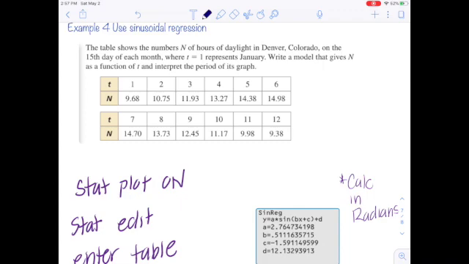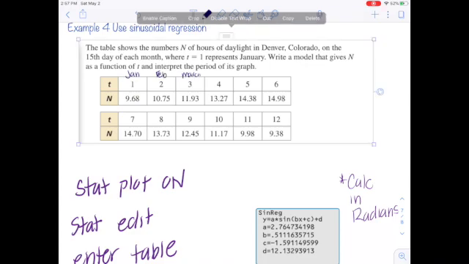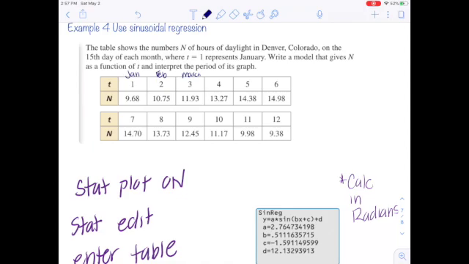The table shows the number n of hours in daylight in Denver, Colorado, on the 15th day of the month, where t equal to 1 represents January. So we've got January is the first, February is our second month, March, so on and so forth. Okay, write a model that gives n as a function of t and interpret the period of its graph.